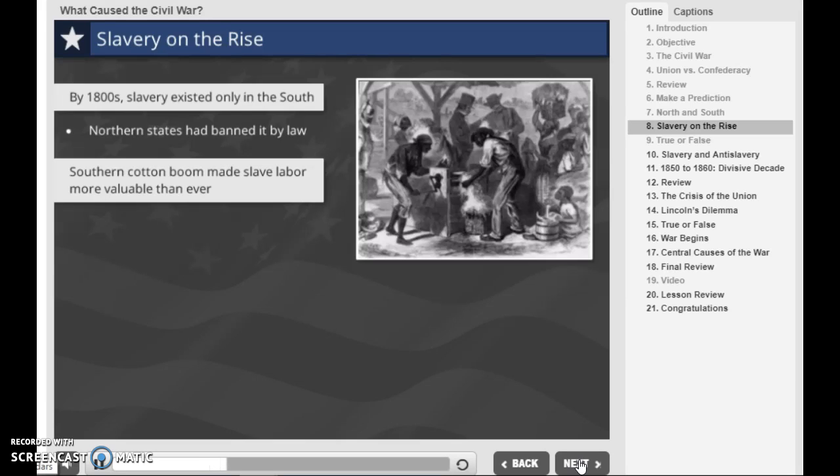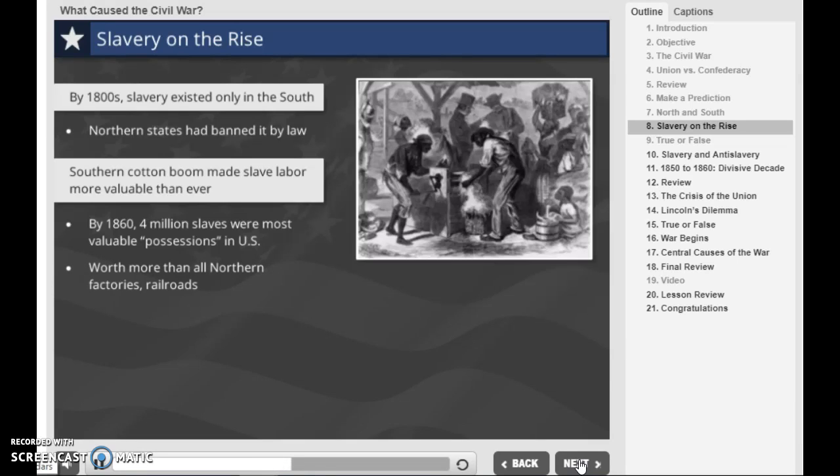To illustrate this point, understand that by 1860, the 4 million black Americans enslaved in the South represented the most valuable possessions owned by anyone in the United States. Their dollar value was worth more than all the factories and railroads in the North combined.